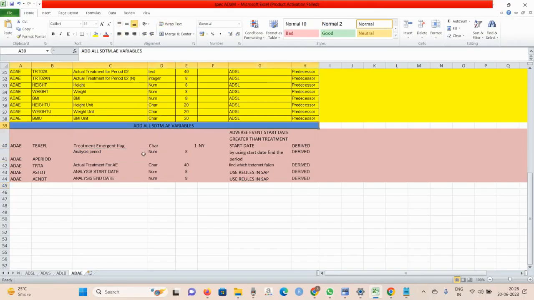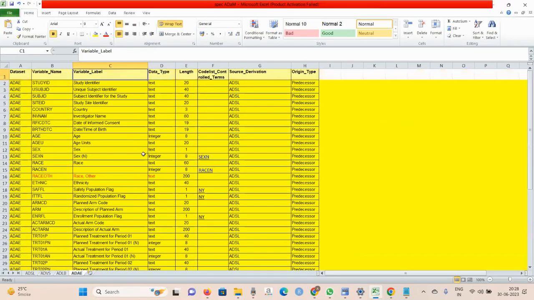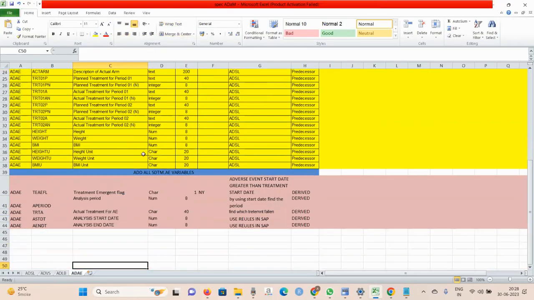I don't know if I conveyed my question properly. Yeah, I understand, because you are copying everything from here, right? So add all the SDTM AE variables also, because I missed this one. Adding those SDTM AE variables along with these variables, you should consider. Obviously, if you need to do some derivations here, you need the SDTM AE variables also. Okay, got it.